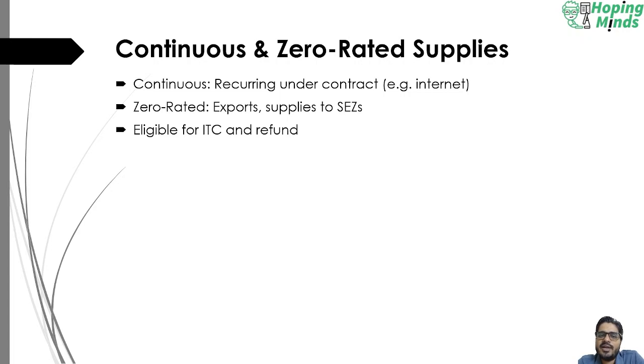Next we have zero rated. So exports and supplies to special economic zones are taxed at 0% but are still eligible to claim refund of input tax credit. But it is important here that one should not get confused with the exempt supplies. So zero rated supplies and exempt supplies are different. So exporters have two options, that is export with LUT or bond, that is without paying any GST, and second option is export on payment of IGST and then claim the refund of taxes paid.